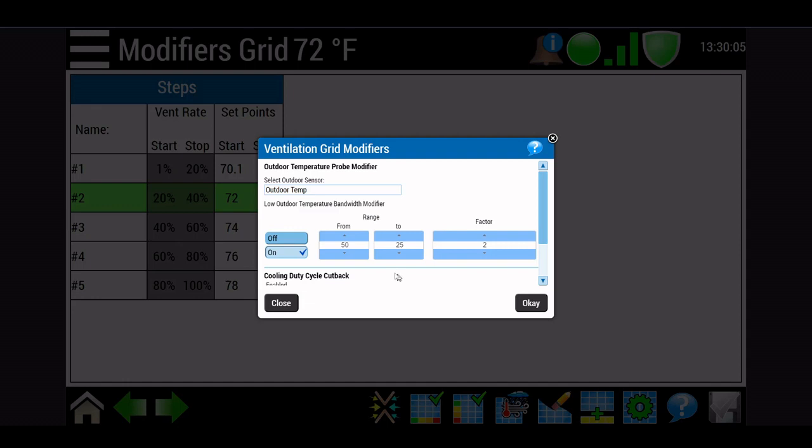If you're somewhere in the middle, let's say about halfway between 50 and 25, then our factor is going to be somewhere in the middle between 1 and 2, so it'll be at about 1.5. I will explain a little bit later exactly what this factor is. That's the real setting that is going to change how your vent grid operates. So for now, I'm going to keep it at a factor of 2 because that is the easiest to explain. And we'll go through some examples, explain how a factor of 2 affects things, and then I will take a look at a factor of 1.5.